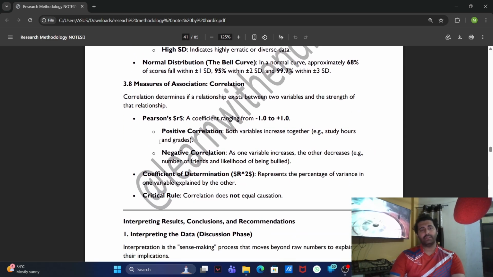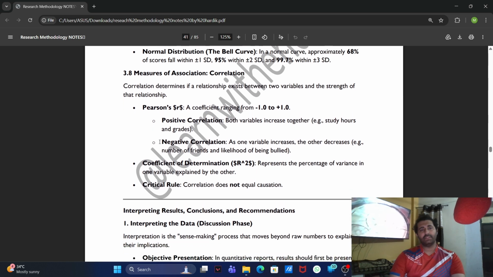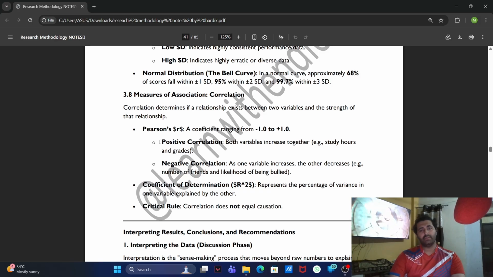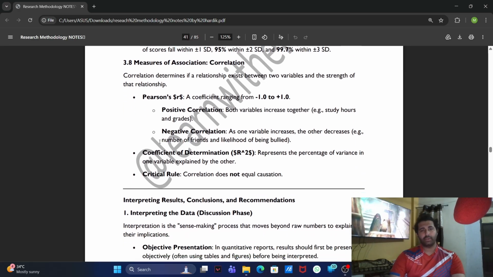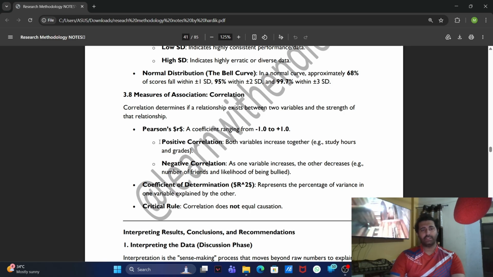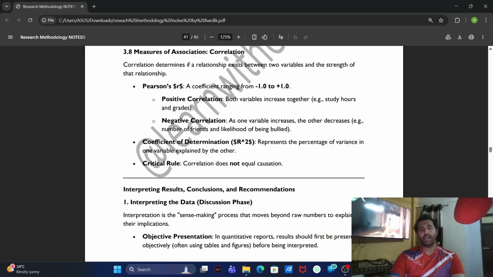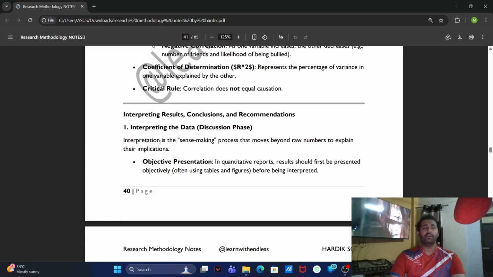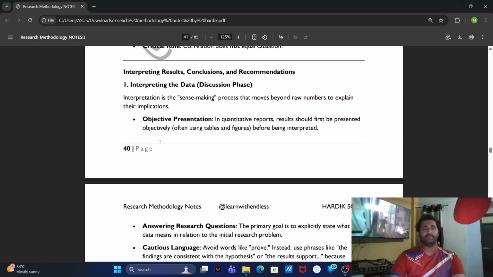Measures of association: correlation. Correlation determines the relationship between two variables and the strength of the relation. Pearson's coefficient ranges from -1 to +1. Positive correlation: both variables increase, for example study hours and grades. Negative correlation: as one variable increases, the other decreases, for example the number of friends and the likelihood of being bullied. Coefficient of determination, R squared, represents the percentage of variance in one variable explained by the other. Critical rule: correlation does not equal causation.